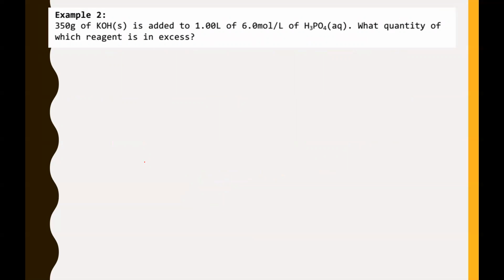Question 2: 350 grams of KOH is added to 1 liter of 6 moles per liter of H3PO4, which I think is phosphoric acid. I'm pretty sure that's what it is, I may be wrong. But anyway, what quantity of which reagent is in excess? Since it's asking for a quantity of reagent in excess, that's kind of like asking us for a leftover amount. When I use the word quantity, I mean either the number of grams or the number of liters. I do not mean the number of moles. The number of moles would be a molar quantity. When we just ask for a quantity, we do want a mass or a volume. But we'll worry about that as we go.